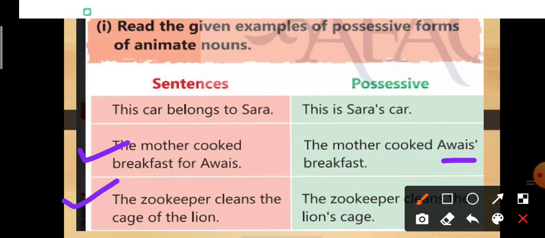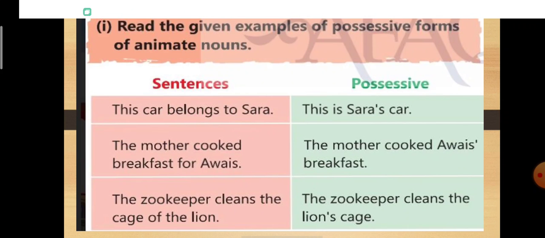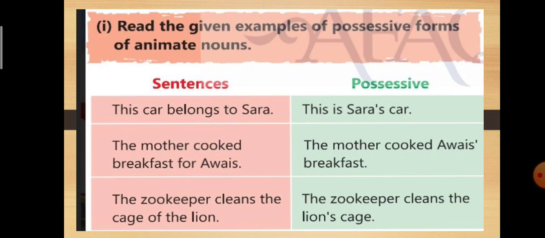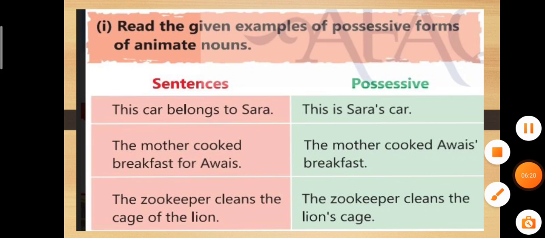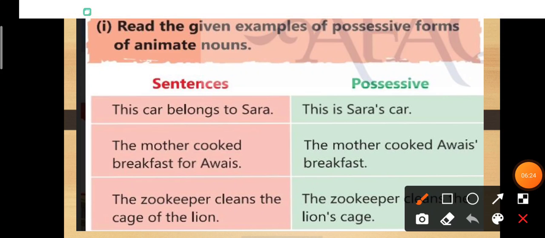Then the zookeeper cleans the cage of the lion. And how will we write? The zookeeper cleans the lion's cage. Lion shows that this is animate thing. So animate thing को हम लोग जब उसके साथ s ऐड करेंगे, that will become possessive form. Okay?